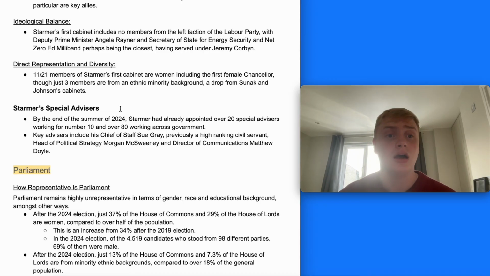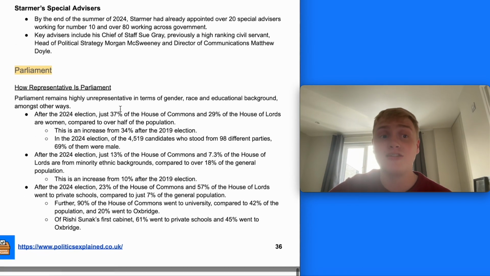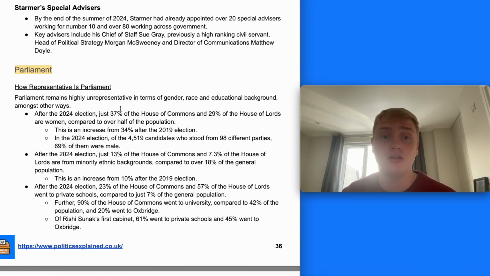In terms of direct representation and diversity, 11 of the 21 members of Starmer's first cabinet are women, including the first female Chancellor in Rachel Reeves, though just 3 members are from an ethnic minority background, a drop from Sunak and Johnson's cabinets. In terms of Starmer's special advisors, by the end of the summer of 2024, Starmer had already appointed over 20 special advisors working for Number 10 and 80 across government. Key advisors include Chief of Staff Sue Gray, who was previously a high-ranking civil servant, Head of Political Strategy Morgan McSweeney, and Director of Communications Matthew Doyle.